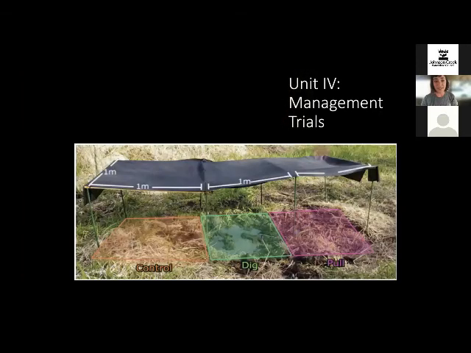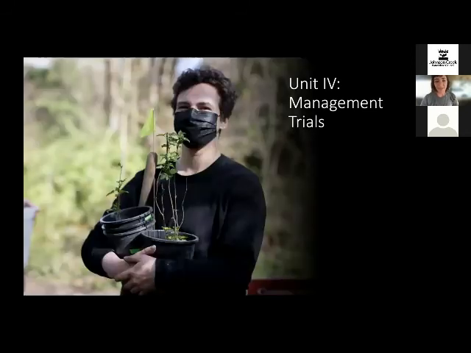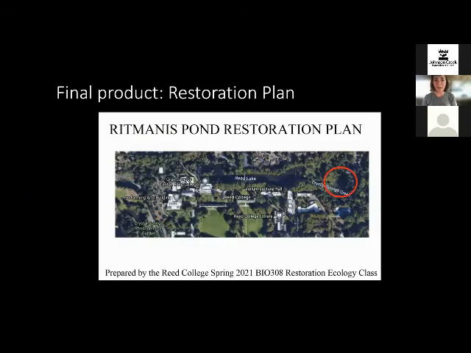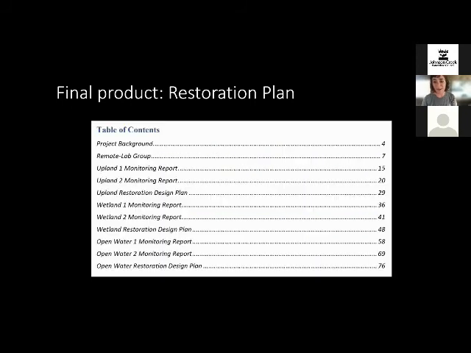So here's an example of one of these sort of small management trials that the students left for the fall semester students to collect data on. We also purchased some plants from a local native nursery and tried planting with and without mycorrhizal inoculation. And then our final product was a restoration plan, which was about 75 pages, even longer actually, which includes our monitoring report and a design plan for each of the habitat sites.